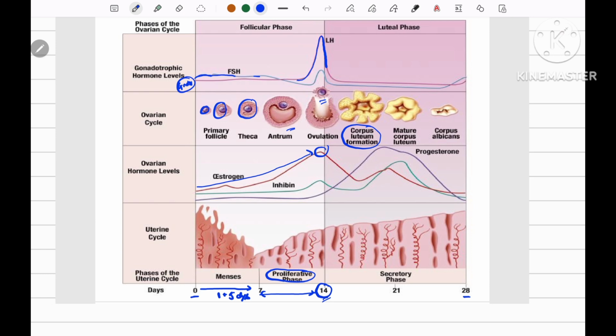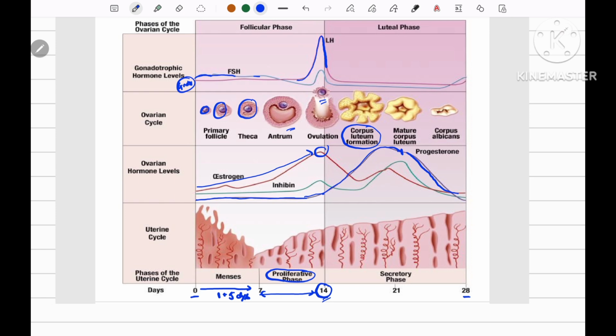Here you can see that in the initial phase, the level of progesterone is usually not increased. It is in the same line, but as soon as ovulation occurs, there is an increase in the level of progesterone. Now at this phase, when the ova did not get fertilized, the corpus luteum starts to degenerate. So the production of progesterone starts to decrease.